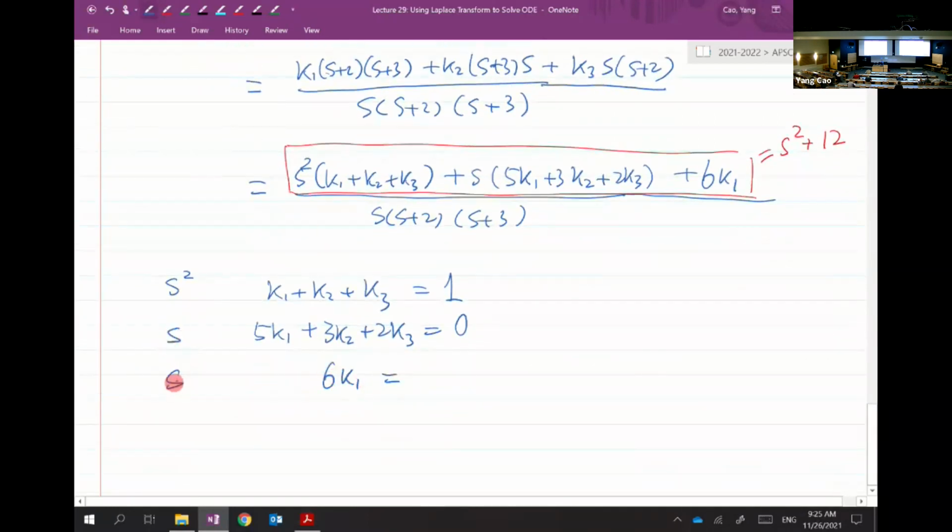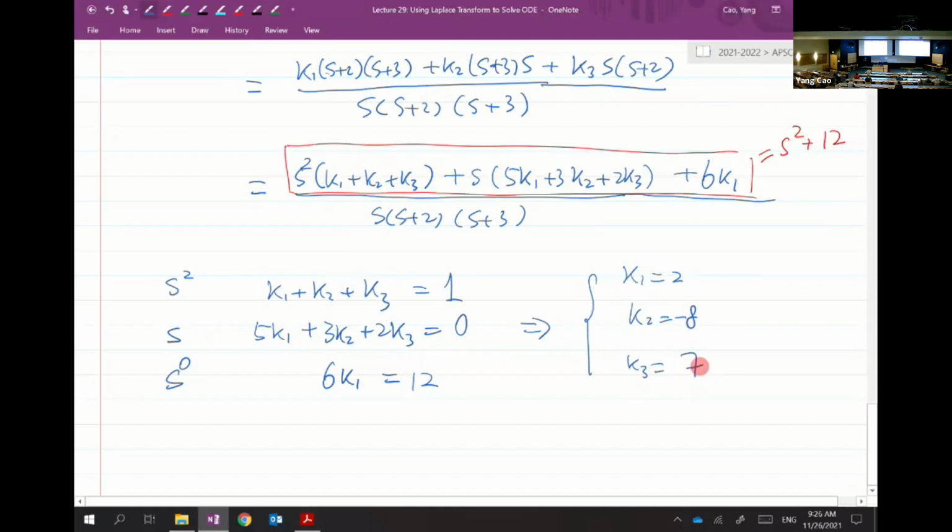And lastly, the constant term 6K1, right? This is s to the power 0, supposedly, so you can see the drop of the order here. That should equal 12. So altogether, you should get the same results: K1 equal to 2, K2 equal to -8, K3 equal to 7.